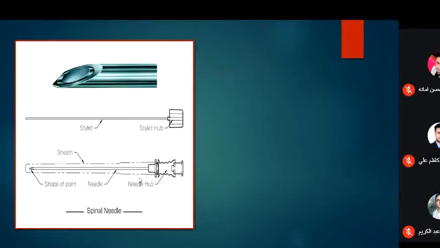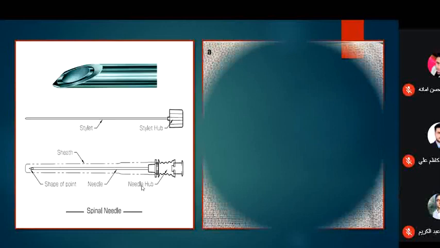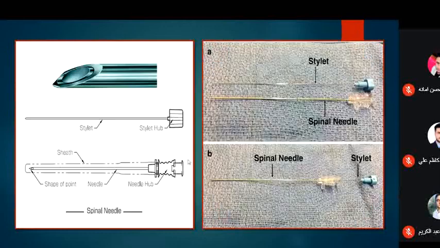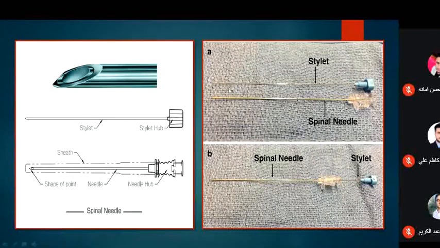This is another slide showing the parts of the needle. This is, as I said, the stylet, removed after inserting the needle and doing the puncture. And this again shows the stylet and the needle itself. The needle will stay inside the subarachnoid space, but the stylet contains the sharp end that does the puncture through the skin.